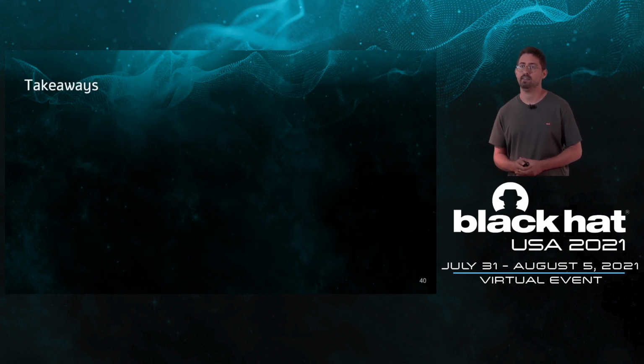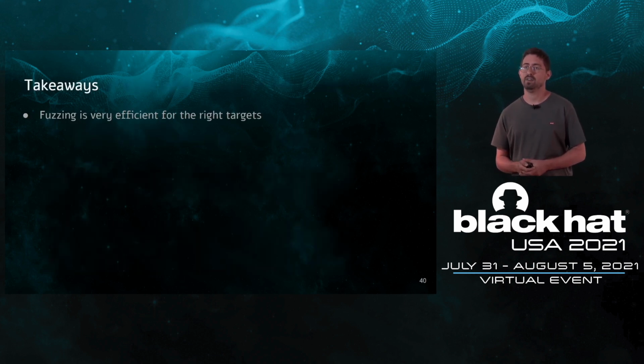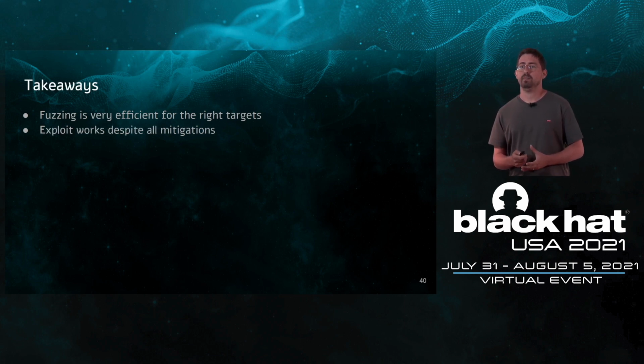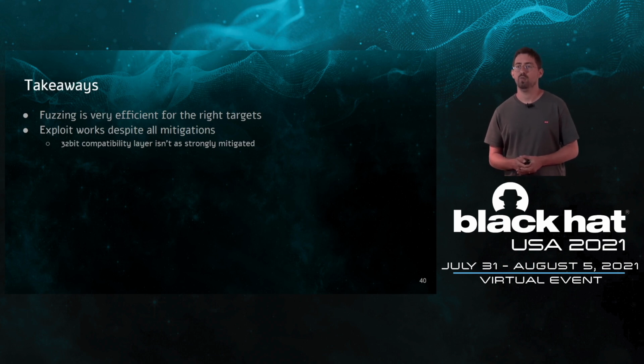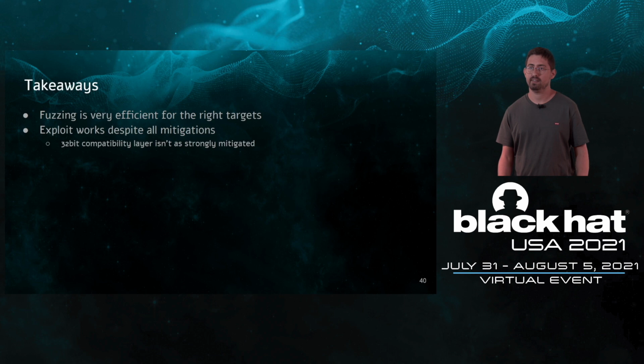A few takeaways I want you to take from here are, first of all, that fuzzing is a very efficient tool to find vulnerabilities in the right targets. And that's something that every security researcher should have in his tool belt. Next, my exploit worked on the latest Windows 10 at the time, despite all mitigations. And the main reason it was quite easy to exploit was that I could trigger the bug in the context of the 32-bit compatibility layer, which is just not as strongly mitigated as 64-bit.